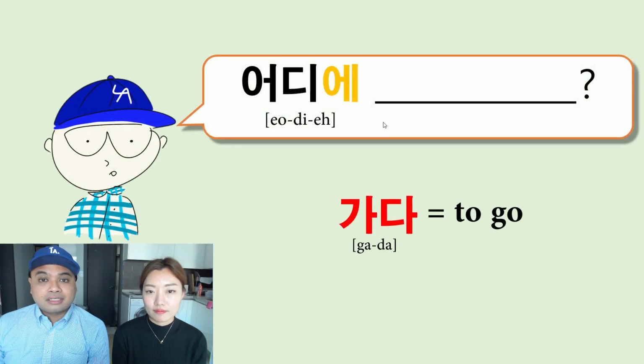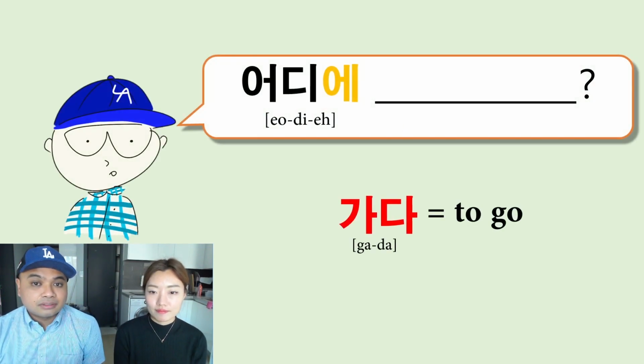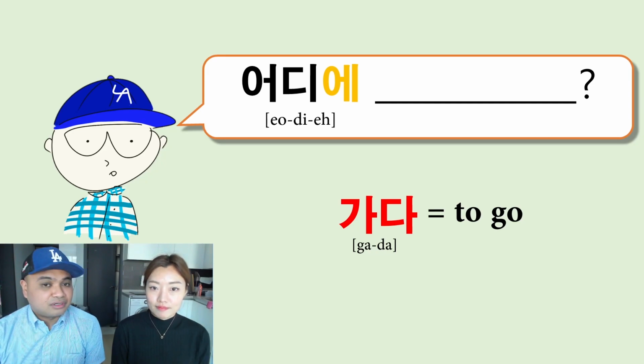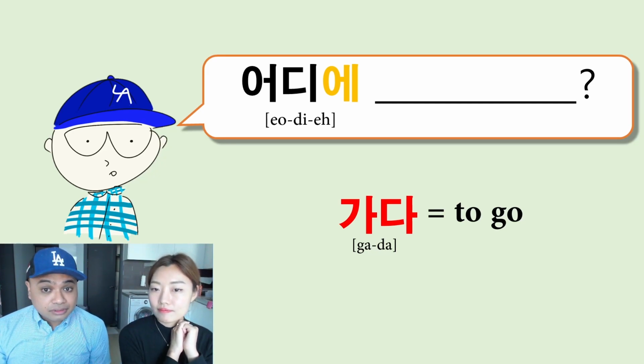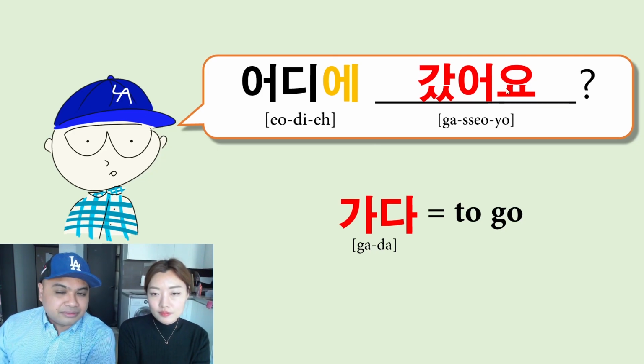All right. Now let's look at some examples, some questions. I have a question for Donna. I'm asking, where did you go? Not where are you going? Where did you go? Now remember, we're saying everything in the past tense, right? So where did you go? Now how do we say this in Korean? 어디에 갔어요? That means where did you go?